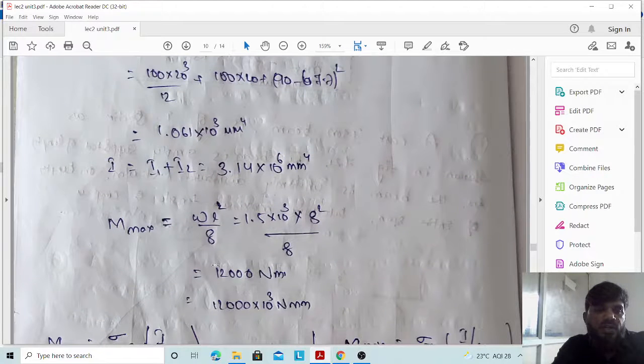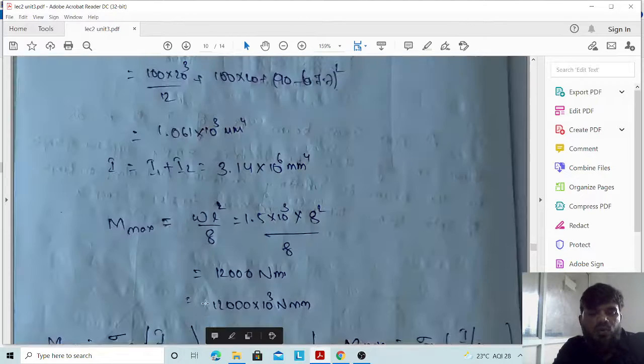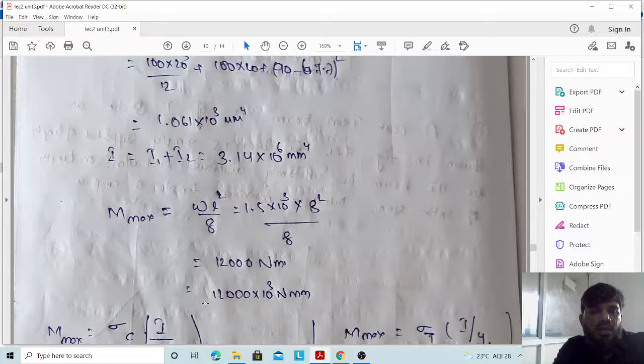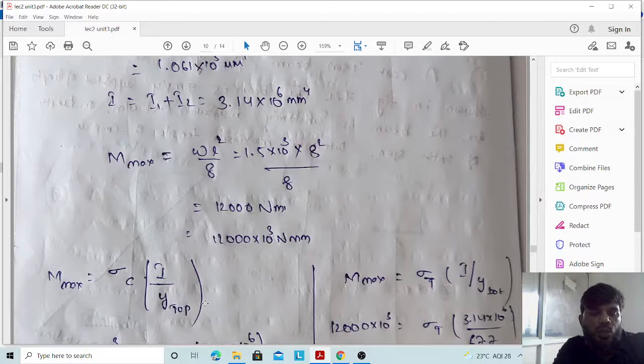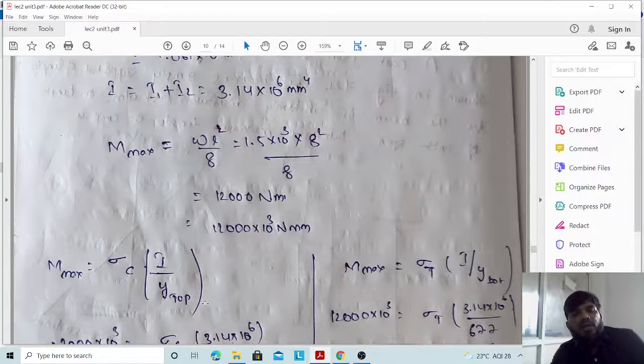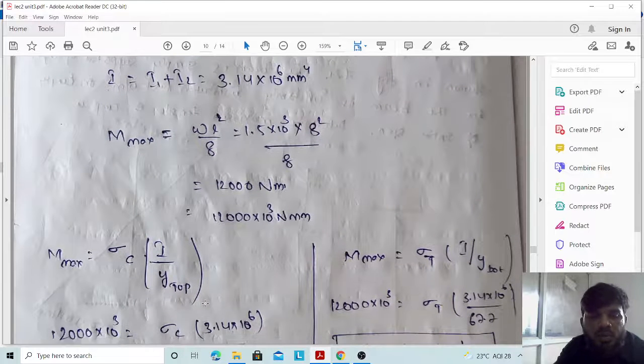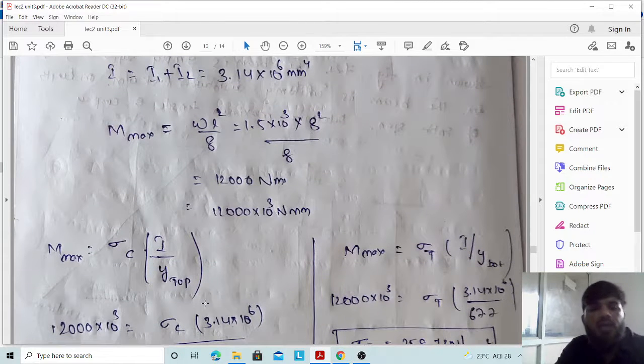Next is moment of resistance. We know that for a simply supported beam with UDL, the value will be W L square by 8, where W value is given as 1.5 into 10 to the power of 3 into 8 square by 8, whose value we are going to get around 12,000 Newton meters, because the length you have taken here is in meters. If you multiply that, you will get it as 12,000 into 10 to the power of 3 Newton mm. Okay. Now we know M max.